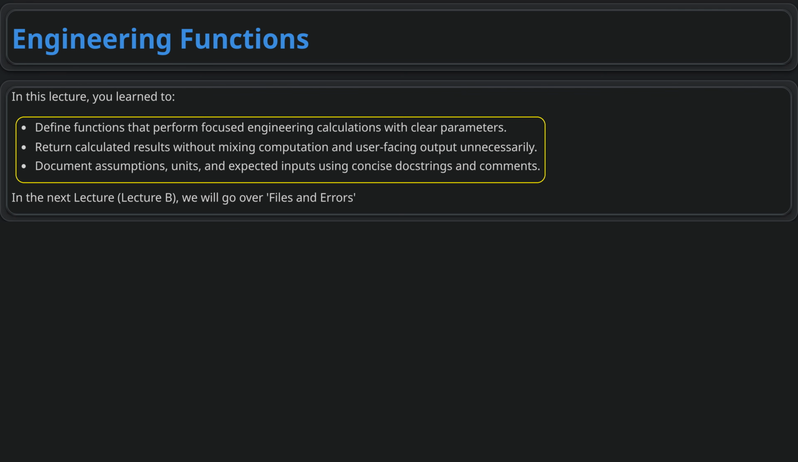In this lecture, you learn to define functions that perform focused engineering calculations with clear parameters, return calculated results without mixing computation and user-facing output unnecessarily, and document assumptions, units, and expected inputs using concise docstrings and comments. In the next lecture, Lecture B, we will go over files and errors.